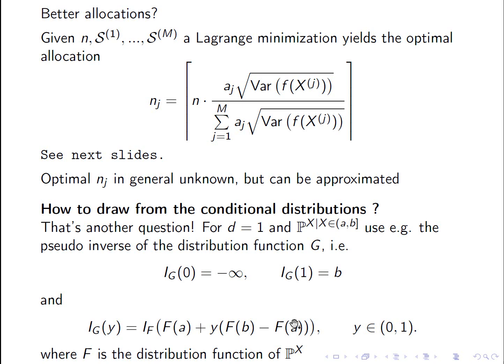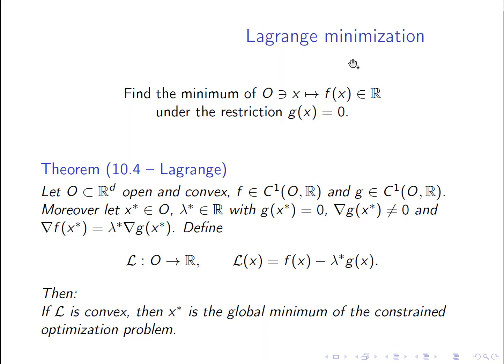But as always, one can try, for example, acceptance-rejection sampling. Okay, so now this Lagrange minimization procedure, how this can be done, that's now the question. So here's a small recall on Lagrange minimization. The aim is to find the minimum of the function f, which has O as domain of definition and R as target space, under the restriction that g of x is equal to 0. So g is another function which gives the restriction for our optimization problem.